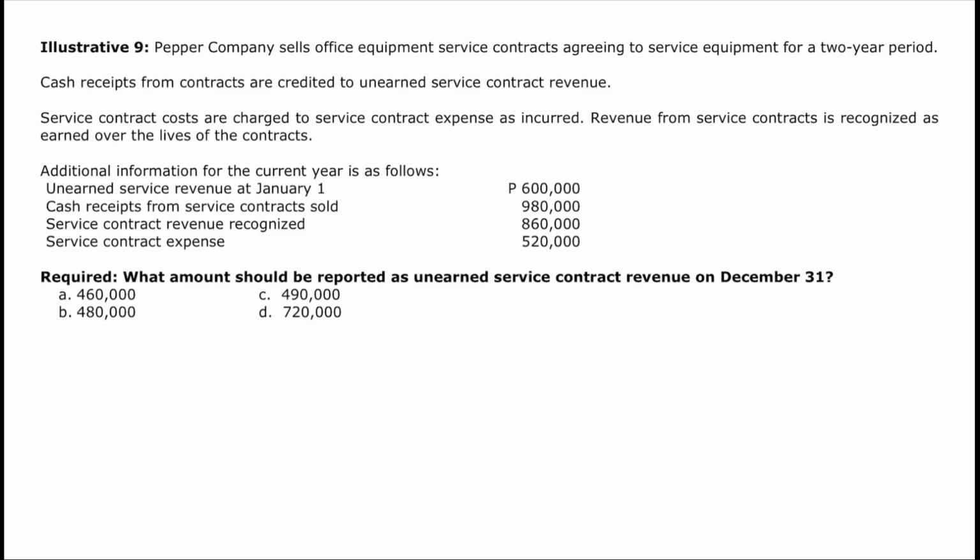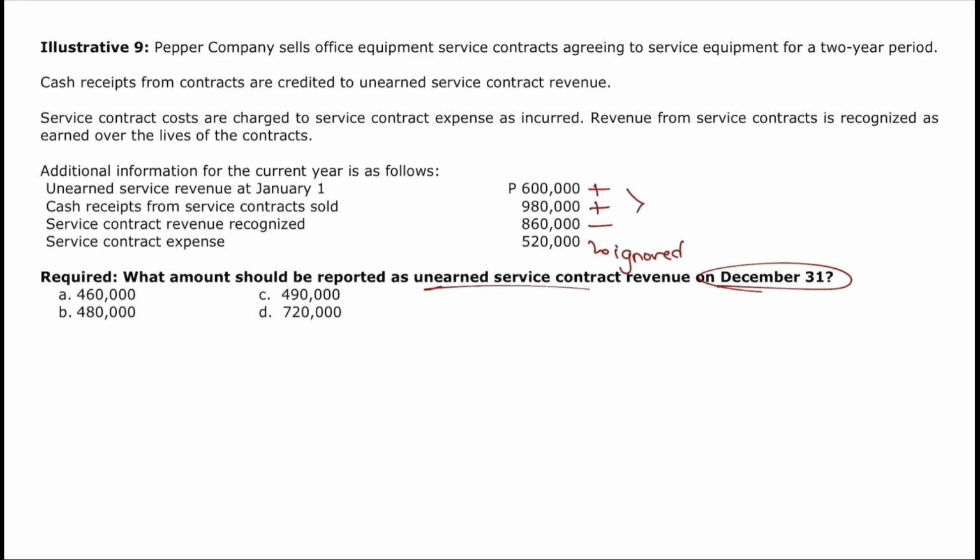So here, what's the requirement? The requirement is what amount should be reported as an unearned service contract revenue on December 31. No? So here, unearned revenue at the beginning is 600,000. Cash receipts from service contracts sold, 980,000. So, i-add din natin yan, no? Minus service contract revenue recognized because, ibig sabihin, hindi na yung utang na-recognize na natin, eh. Then, service contracts expense, ignored po yan sa ating computation.